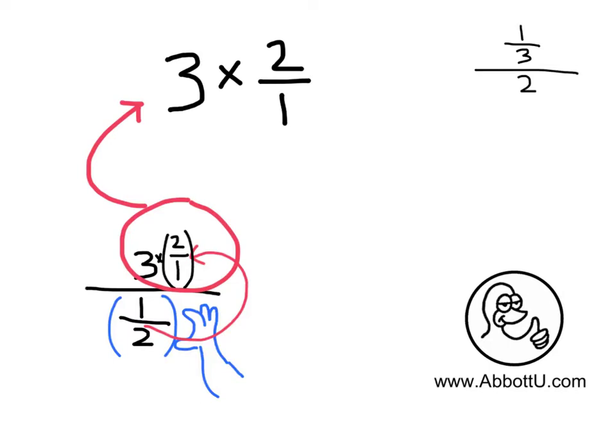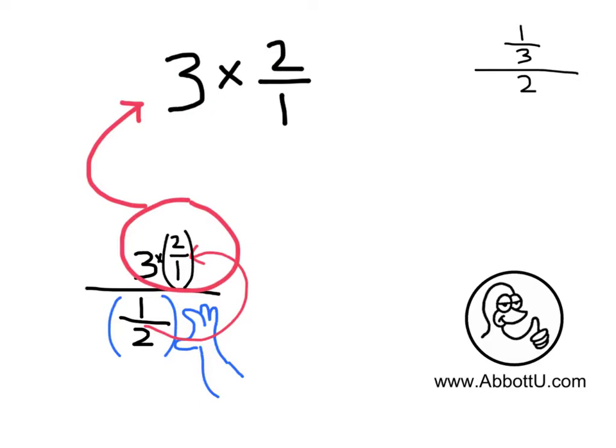Now, to be honest, there's actually a few different ways that we can go about this. One way of going about it is we could know, of course, that 3 is a whole number, and that 2 over 1, well, 2 over 1 is really just 2, because any number over 1 is just itself. So you could then just treat this as 3 times 2, and that would equal 6.